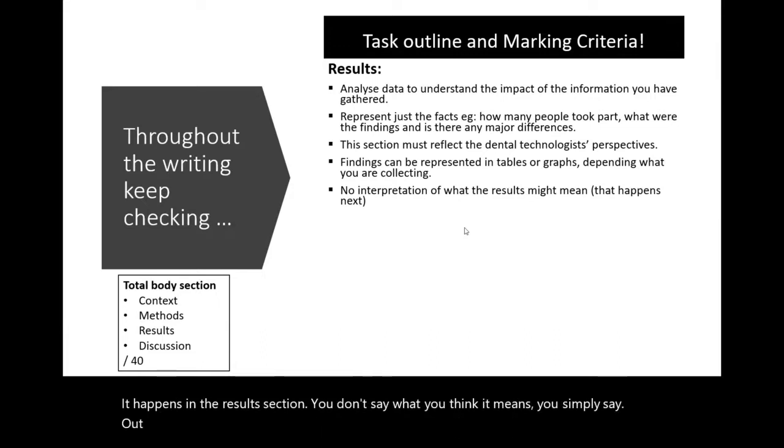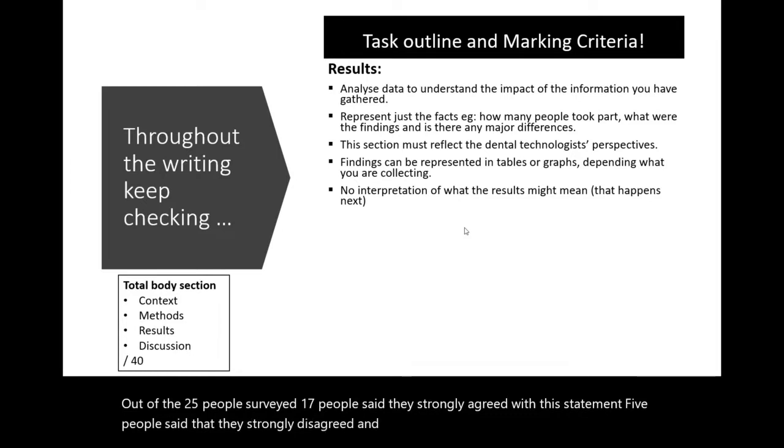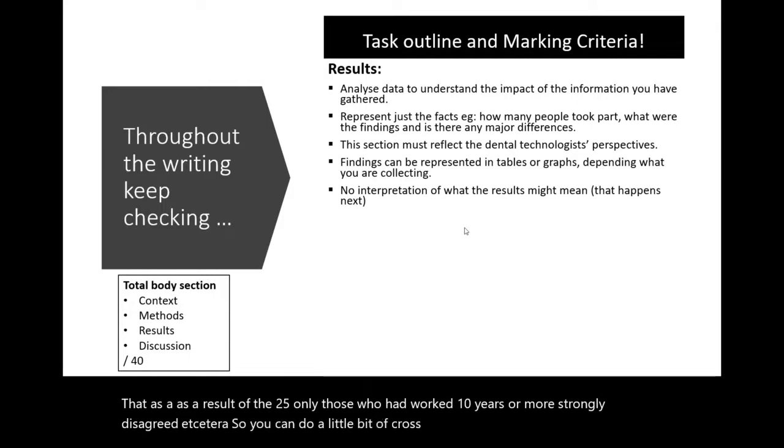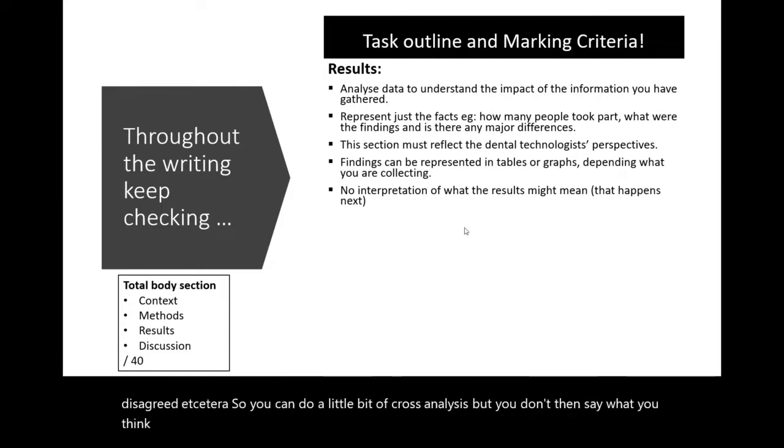out of the 25 people surveyed, 17 people said they strongly agreed with this statement. 5 people said that they strongly disagreed. And then you can also join the dots by saying that as a result of the 25, only those who had worked 10 years or more strongly disagreed, etc. So you can do a little bit of cross analysis, but you don't then say what you think that means, because you need to hold that back for the discussion.